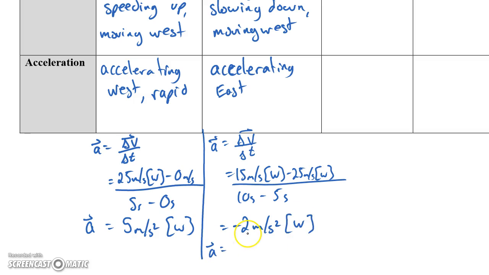I've said this before and I'll say it again. If you can, we don't like negative answers. We'd rather change the direction so that it is positive. So this one becomes 2 meters per second squared east. And again, I want to emphasize that in 0 to 5 seconds, our acceleration is west and our velocity was west, so we're speeding up. In 5 to 10 seconds, our acceleration we just said is east and our velocities are west, so we're slowing down. But we're still moving west in both cases. It's really important to start looking at those details very, very carefully.